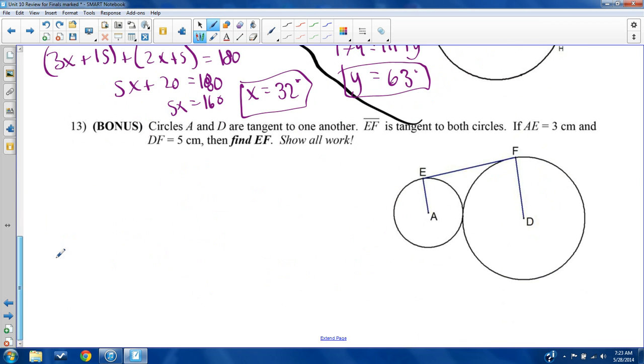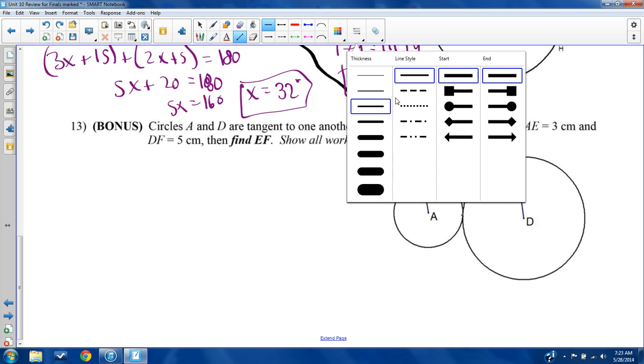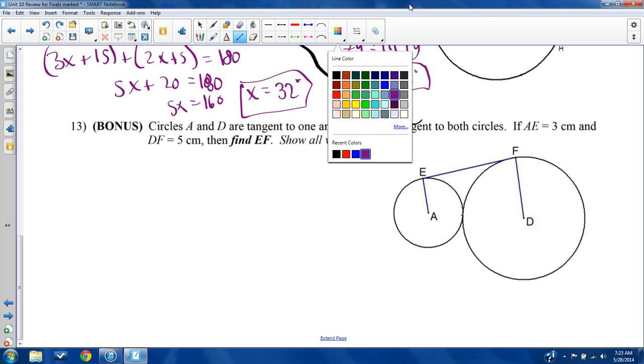Okay, last problem. I want to finish this off. Circles A and D are tangent to one another. Okay, when they're tangent to one another, that means they cross right at one point right there. That's not going to help for too much except to know that the radius right here plus the radius right here is that length. So if they give us these radii, that's going to be perfect. So let's see. I'm going to go ahead and draw kind of that radius there anyway, though. Do it in purple again.